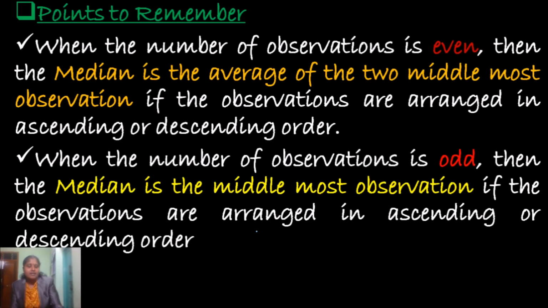When the number of observations is even, then median is the average of the two middlemost observations. On the other hand, when the number of observations is odd, then the median is the middlemost observation. In both cases, first you have to arrange the given set of data in ascending or descending order of magnitude. Keep this point in mind and let's now move on to an example.